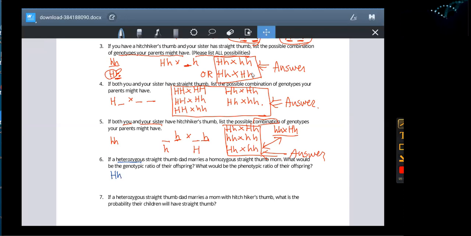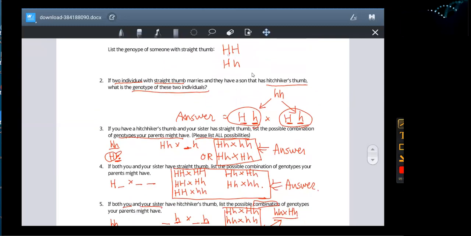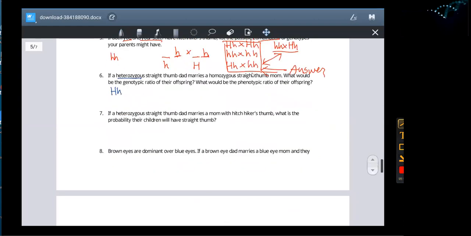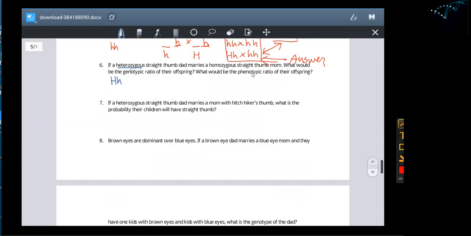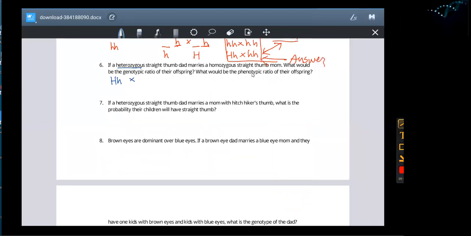If you're unsure, go back and check your key, right? Straight thumb, well, this will be called homozygous. That's the heterozygous, okay? So heterozygous straight thumb dad will equate to this. Marries a homozygous, that means the same, straight thumb mom. What do you think that is? Homozygous straight thumb is big H, big H. What would be the genotype of their offspring? What will be the phenotypic ratio of their offspring?